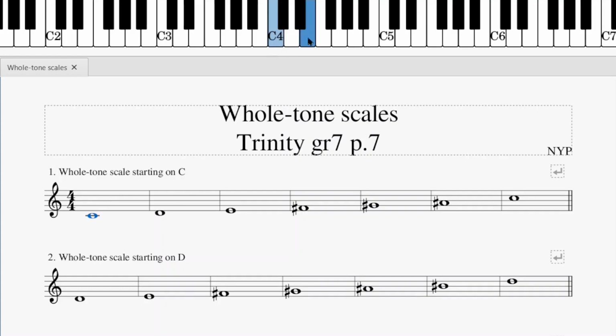Then D to E, another whole tone. E has to go to F sharp to make it a whole tone. Then F sharp goes to G sharp goes to A sharp. Then we will repeat the first note C. We don't use the B because this will be the 7th note and it is not included in the whole tone scale.